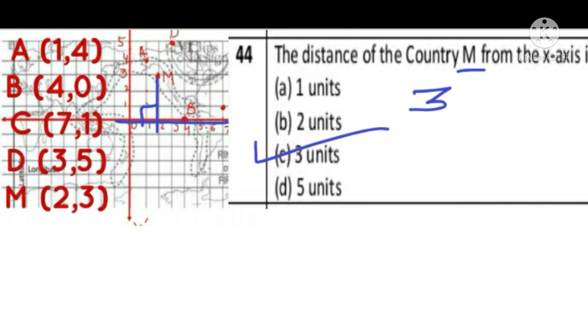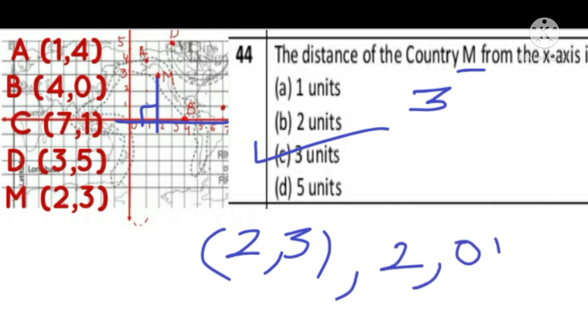Or in another method, you can find out the distance of point (2, 3) from the point (2, 0). And applying distance formula, you get the distance as 3 units.